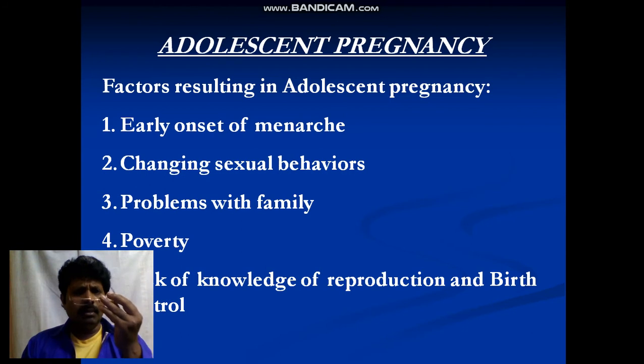Adolescent pregnancy. Sometimes adolescents may get pregnant because of early menarche, changes in sexual behaviors or family problems, and poverty also sometimes leads to adolescent pregnancy. Lack of knowledge of reproduction and birth control also causes adolescent pregnancy.